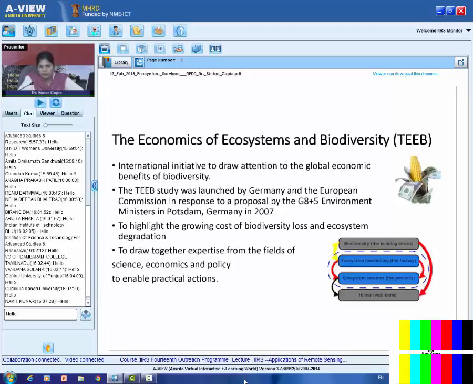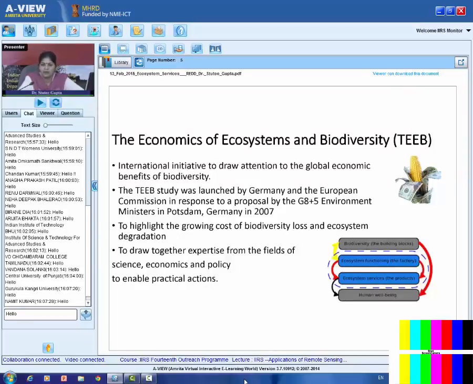Another document which came later was The Economics of Ecosystems and Biodiversity, known popularly by the name of TEEB. It was an international initiative again to draw attention to the global economic benefits of biodiversity. The TEEB study was launched by Germany and the European Commission in response to a proposal by the G8+5 Environment Ministers in Potsdam, Germany in 2007. It was basically there to highlight the growing cost of biodiversity loss and ecosystem degradation.